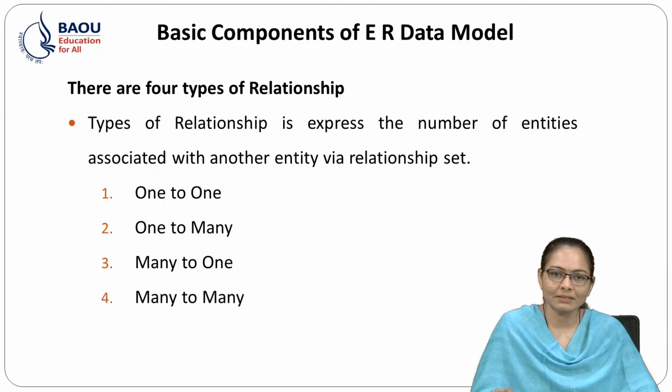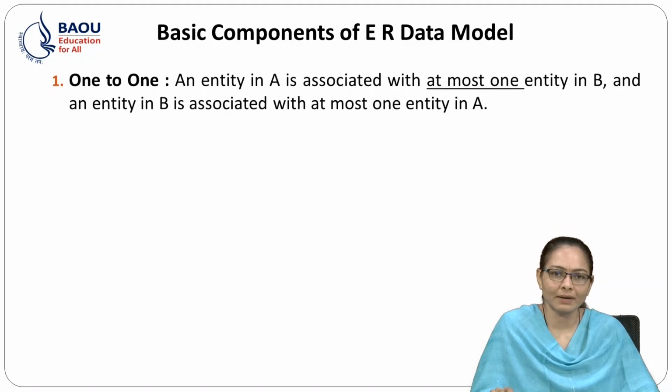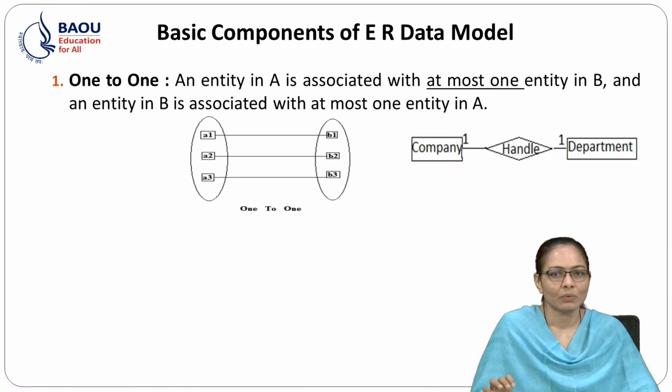Let's start with the first relationship. One to one relationship. One to one relationship means the entity in A set is associated with at most one entity in a set B. An entity in B is associated with at most one entity in A. So, entity set A and entity set B have one to one relationship.